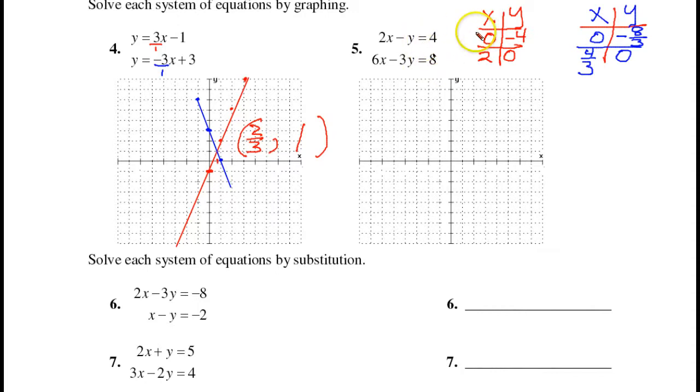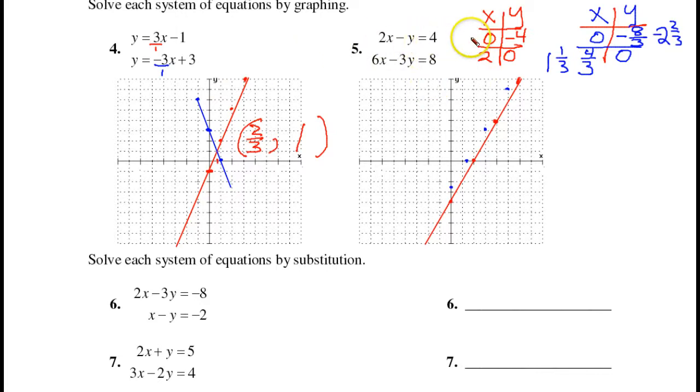So let's check our work. Our first one came out very well. This one, if x is 0, we're just dividing both sides by a negative 3. Gives us that and that. Okay, well, let me try to graph these.